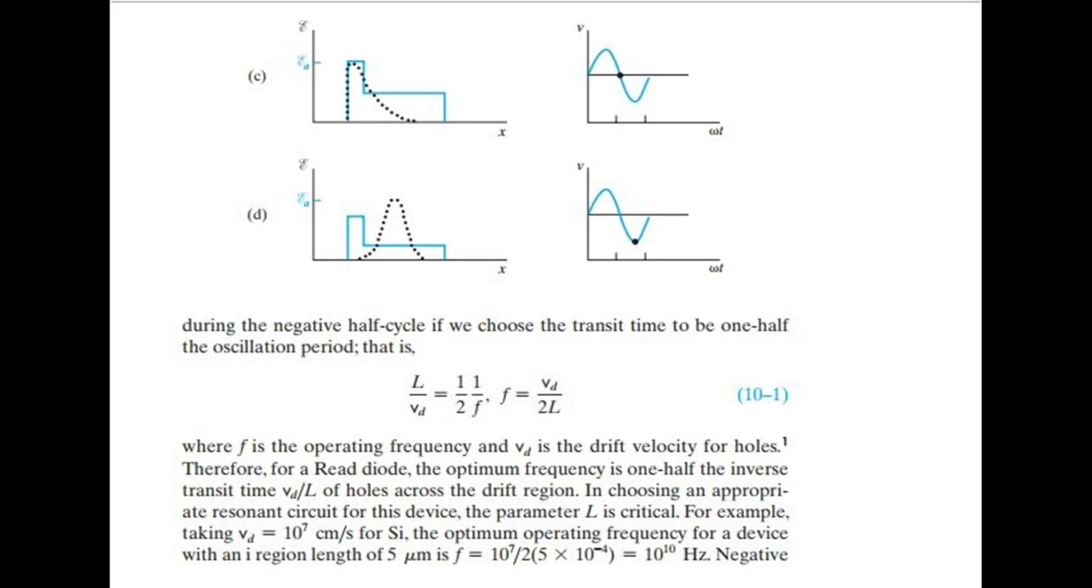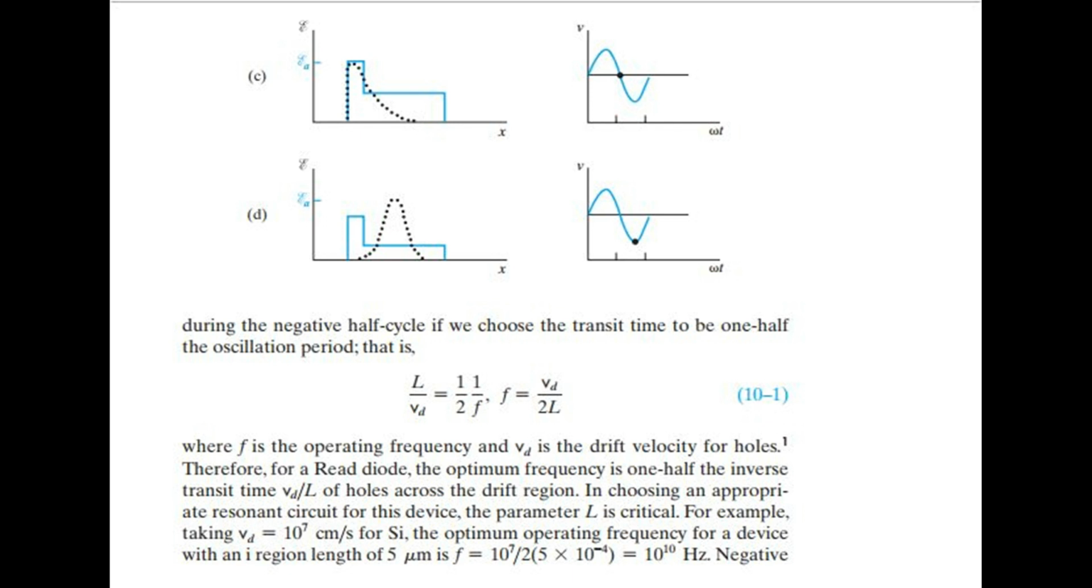The pulse will drift through the length L of the I region during the negative half cycle if we choose the transit time to be 1/2 the oscillation period, that is, L/Vd = 1/2f, where f is the operating frequency and Vd is the drift velocity for holes. Therefore, for a Read diode, the optimum frequency is 1/2 the inverse transit time Vd/L of holes across the drift region.